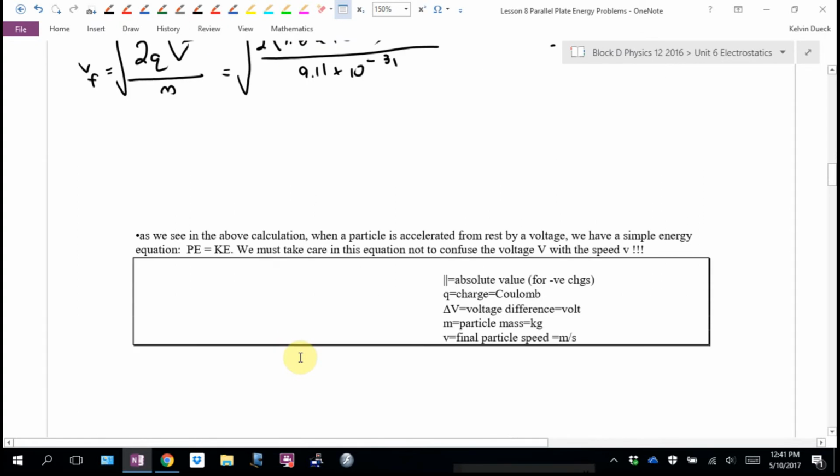So, we'll write this equation in our box. It's not on your formula sheet. It comes out of conservation of energy. It says if you're accelerated from rest by a voltage, all of your potential turns into kinetic. All of your potential energy turns into kinetic energy.